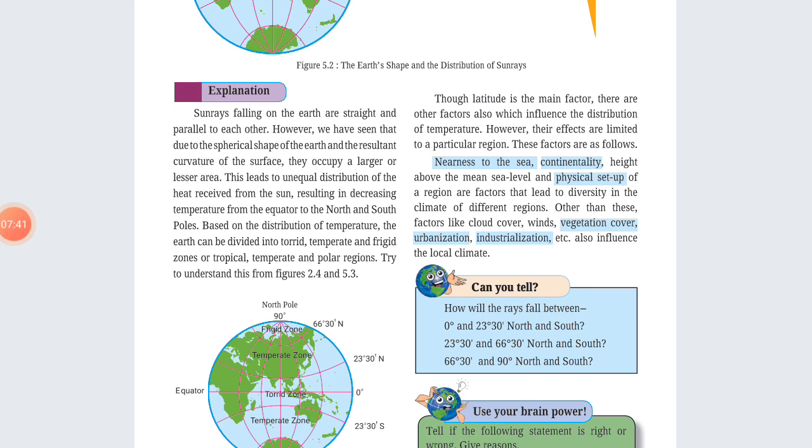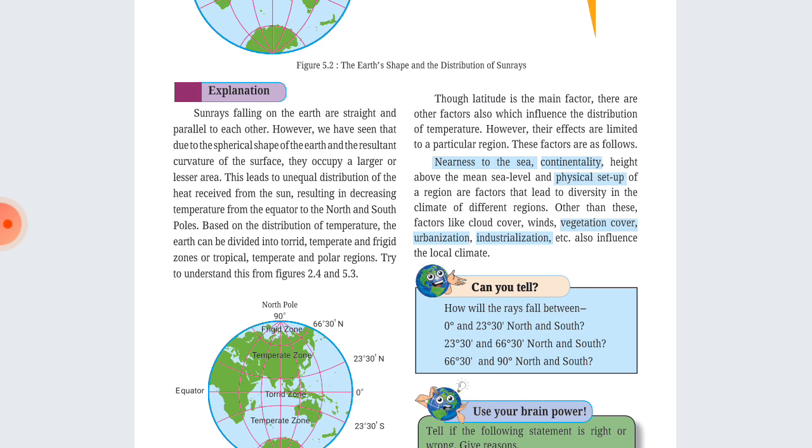Though latitude is the main factor, there are other factors which also influence the distribution of temperature. However, their effects are limited to a particular region. These factors are as follows: nearness to the sea, continentality, height above mean sea level, and physical setup of a region are factors that lead to diversity in the climate of different regions.